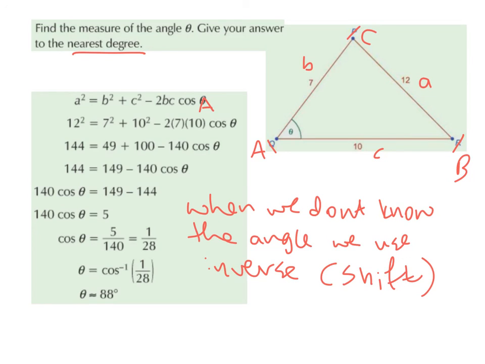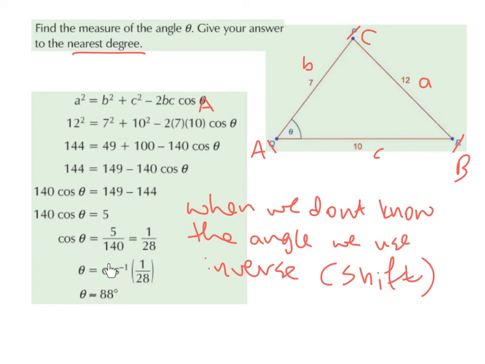So the inverse of cos is going to be cos to the power of minus 1. This is the inverse function of cos. And in order to get this up in the calculator, we press the shift button and then we press cos. In some calculators, it's a second function. So when we don't know the angle, we use the inverse. So we'll press shift, then cos, and cos minus 1 will come up. A bracket will automatically open. We're going to press the fraction button, put in 1 over 28 and close the bracket. If we don't close the bracket, we'll get an error on the calculator.